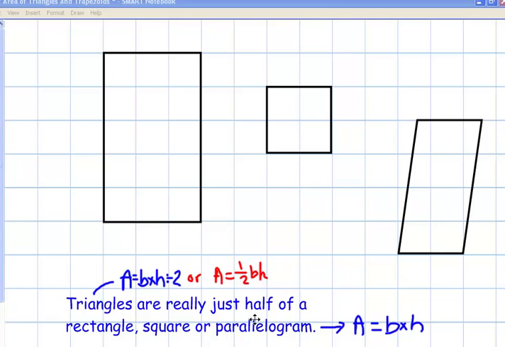In this screencast we're going to clarify why the formula for a triangle is half of the base times height, or base times height divided by 2. So first of all, let's just take a look at these shapes that we have on the screen here.